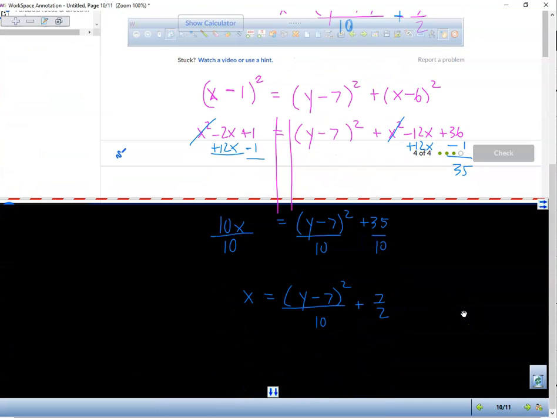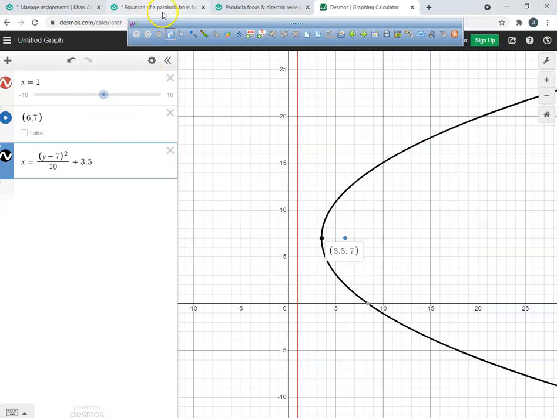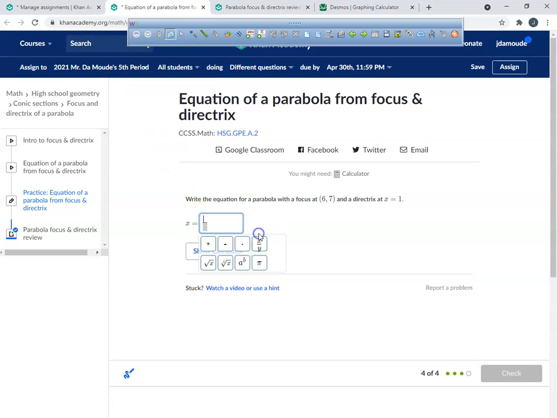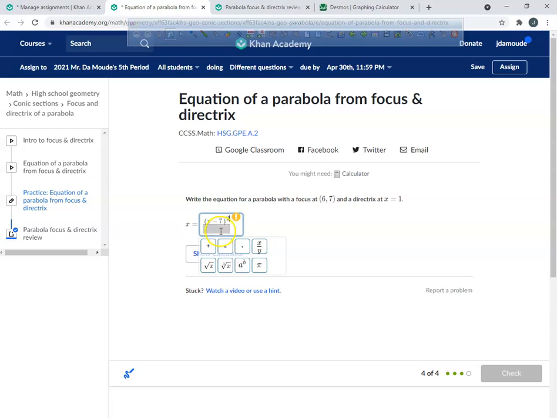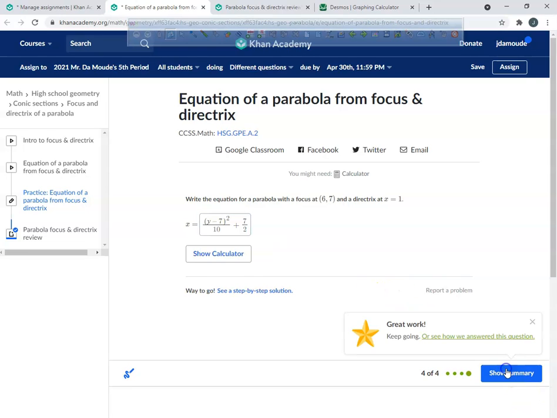All the process here I did is correct. I just thought I could find a shortcut, because shortcuts are fun. But I guess I got to do the work. All right. So go over here, type in x equals, do the division, parentheses y minus 7, close parentheses, squared over 10 plus, not minus, plus. I'm just going to put 7 over 2 instead of 3.5. All right, that's it.